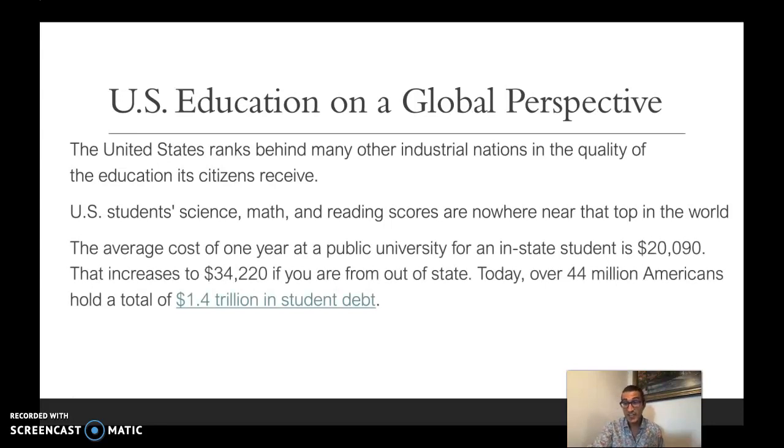And the cost of education is definitely one of the greatest social problems that we are facing currently in the United States today. As all of you who are college students, I'm sure, are painfully aware, it costs a lot of money to go to college in the United States. The average cost of 1 year at a public university for an in-state student is over $20,000, and that increases to over $34,000 if you are from out of state.